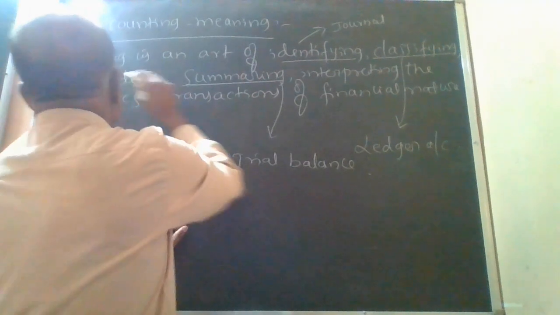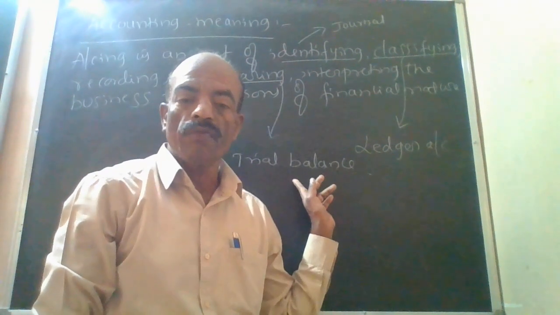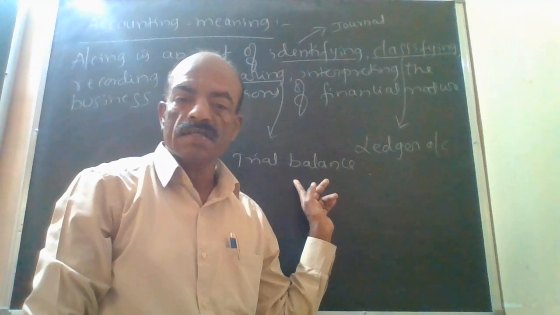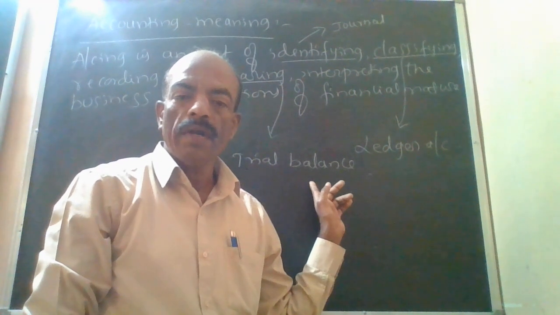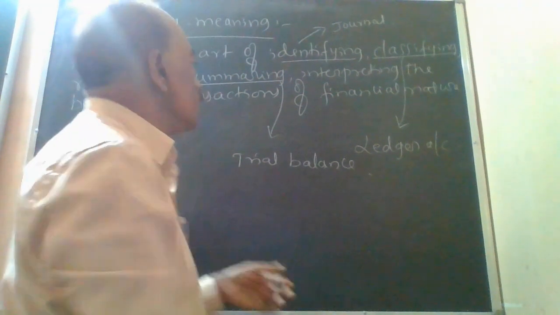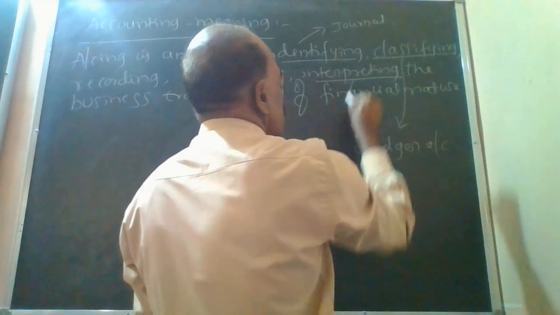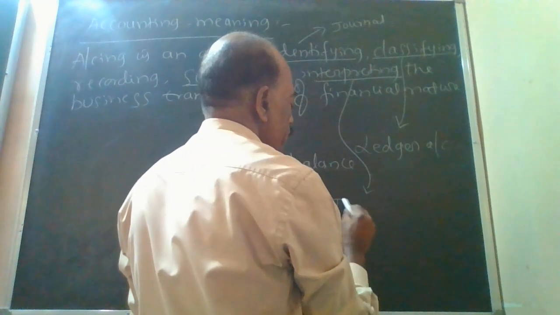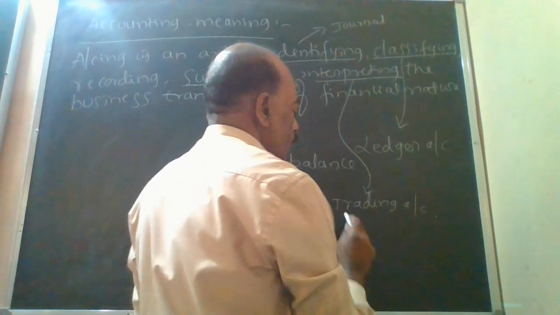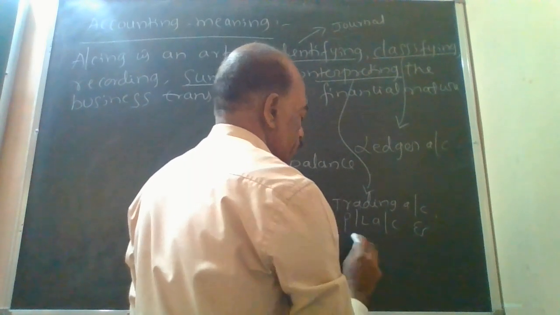With the help of the ledger accounts, we are going to prepare the trial balance in order to find out the arithmetic accuracy. If the trial balance tallies, then what the accountant did is correct, otherwise it is wrong. Next, with the help of the trial balance, we are going to interpret the business. Interpreting means preparation of the trading account, profit and loss account, and balance sheet.